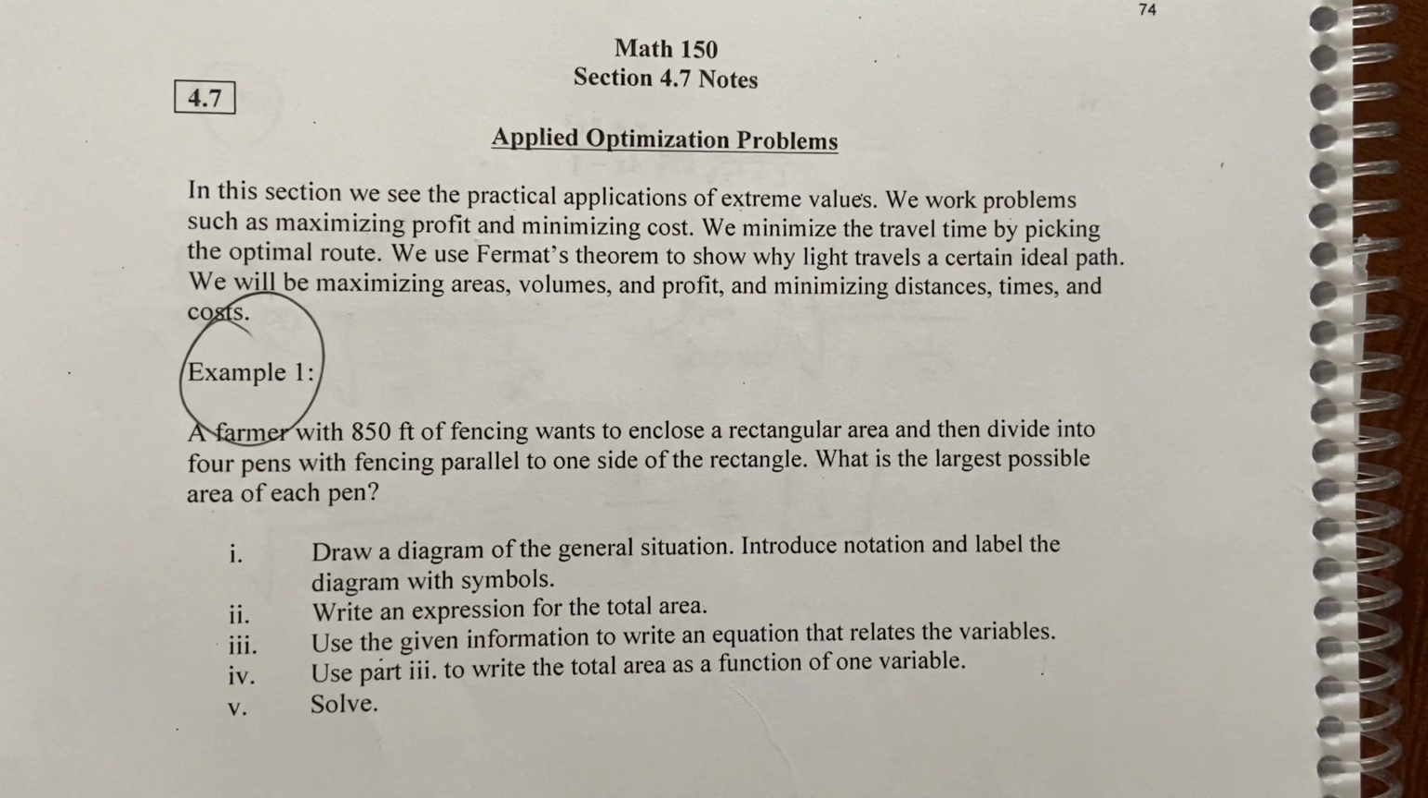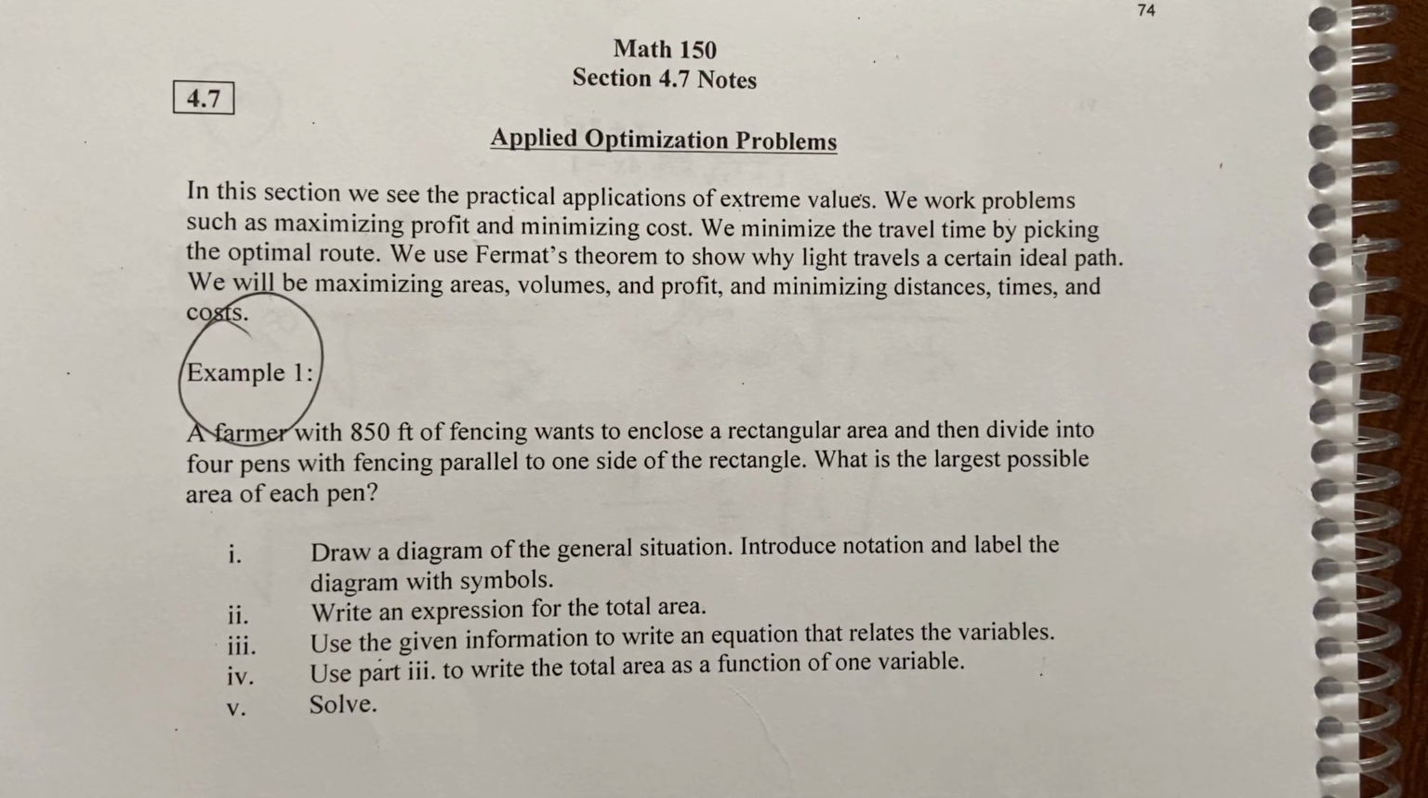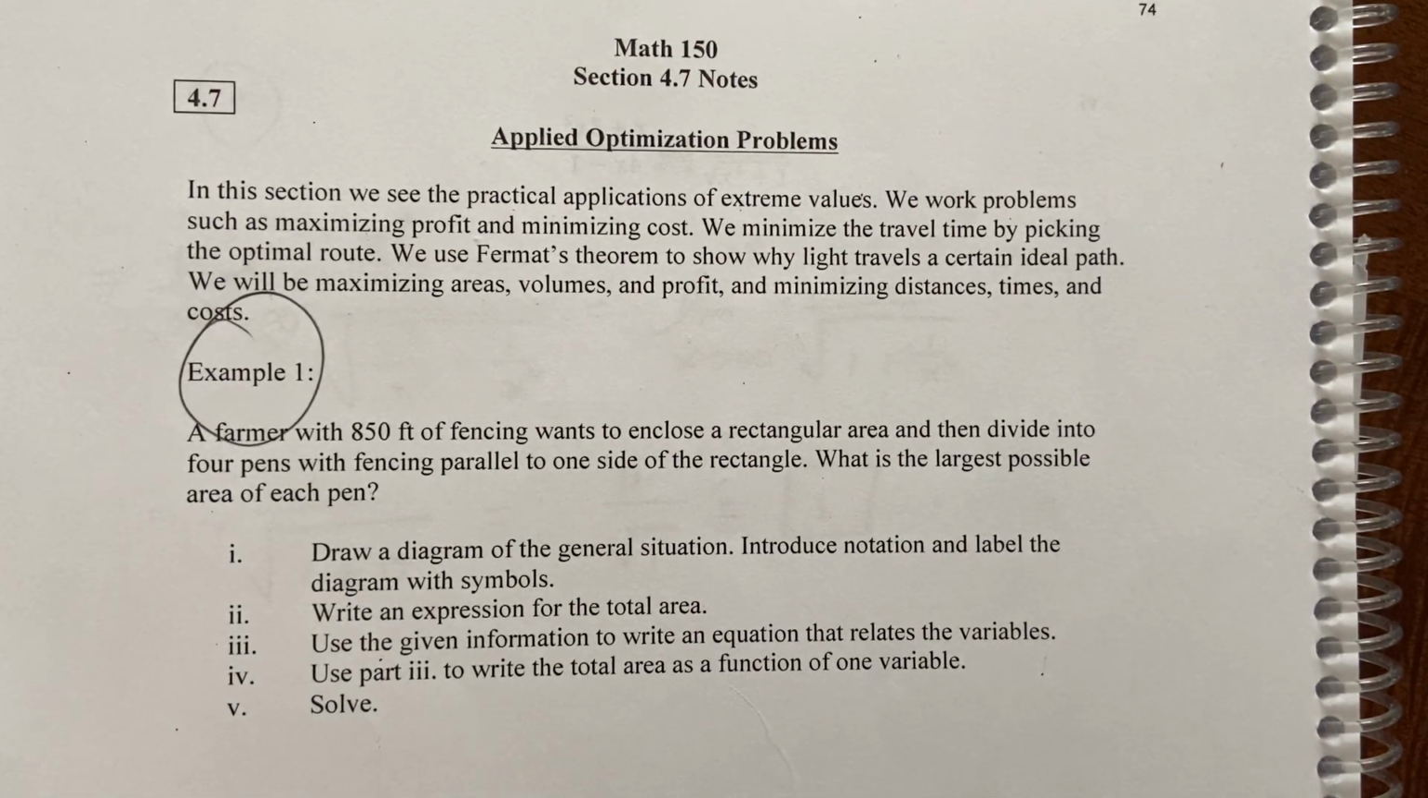So it says a farmer with 850 foot of fencing wants to enclose a rectangular area and then divide this area into 4 pens with fencing parallel to one side of the rectangle. It says, what is the largest possible area of each pen?